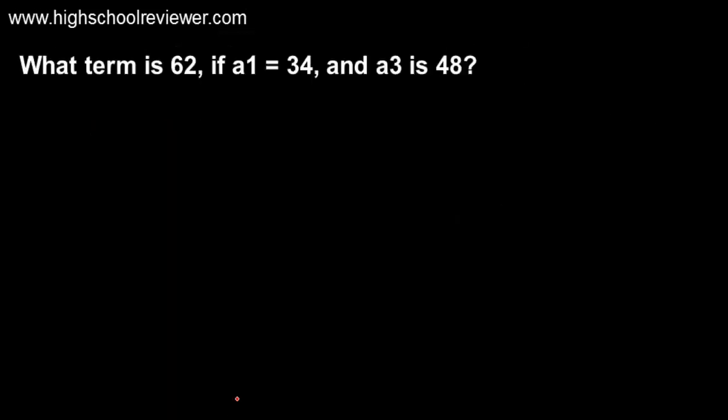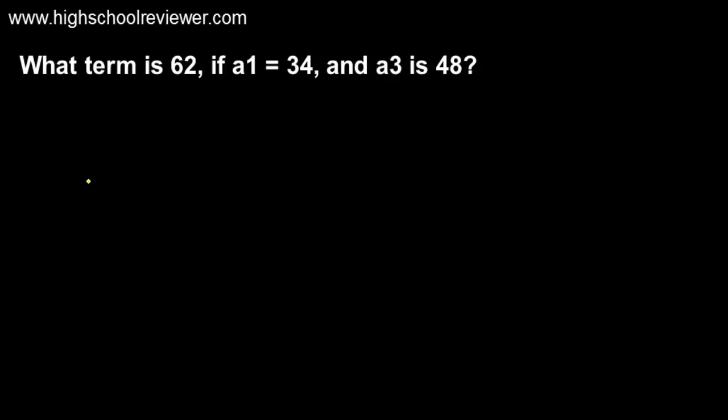Arithmetic sequence word problems. Our next problem: what term is positive 62 if a sub 1 is equal to positive 34 and a sub 3 is positive 48? Okay, so our given, we have a sub 1 equals positive 34. For a sub 2, we do not have an a sub 2. Let's try to rewrite this so that it will be easier.